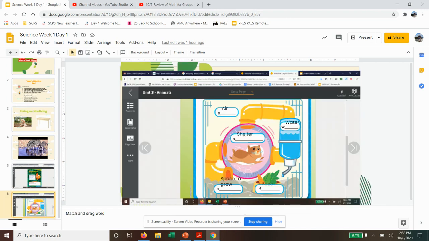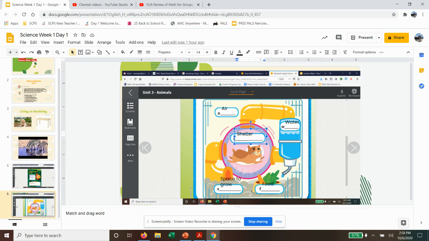And then after we were done reading, we did a matching activity where we matched each of these groups and how this hamster needs to survive. So, for example, he's in a ball right now, and this is his shelter. This is where he feels safe and where he can get his food.